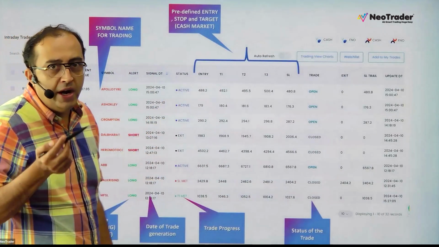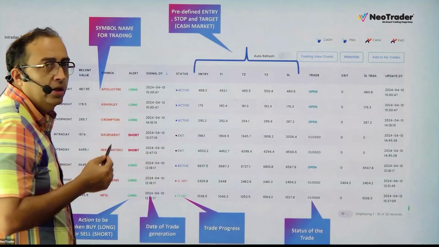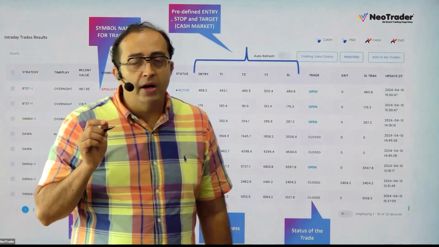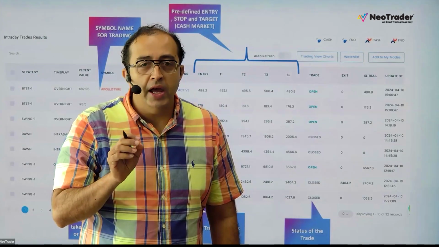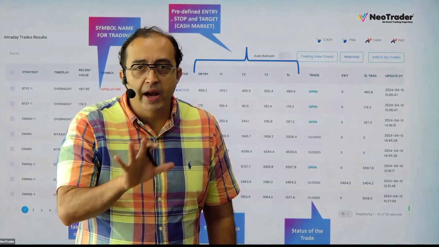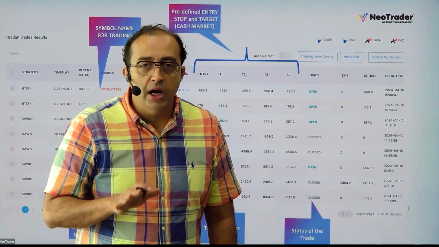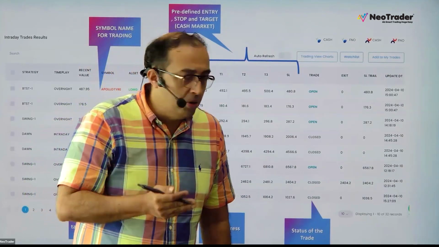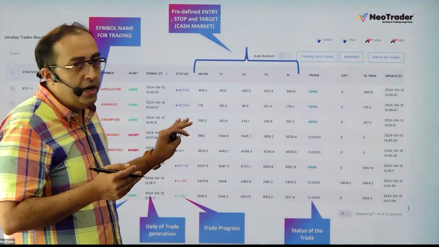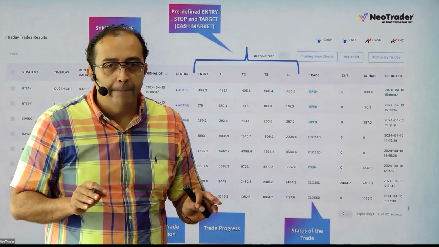So suppose you have a trade and then an exit message comes here. That means that NeoTrader does not consider this trade viable. That is, as per NeoTrader, you should not stay in this trade. But even then, if you want to stay, it is a choice which you are taking. So as per NeoTrader, this trade is exited and you have to exit that particular trade. Got it?